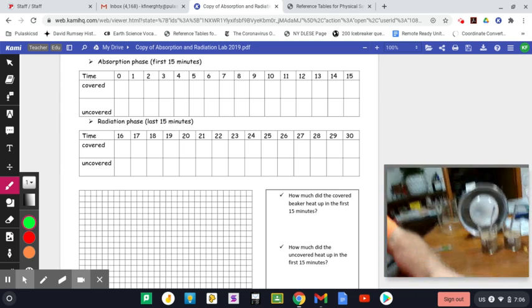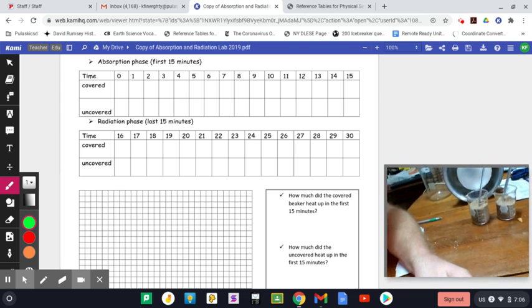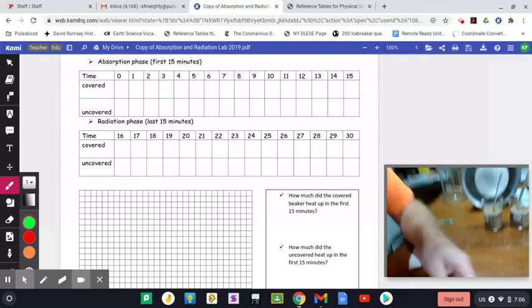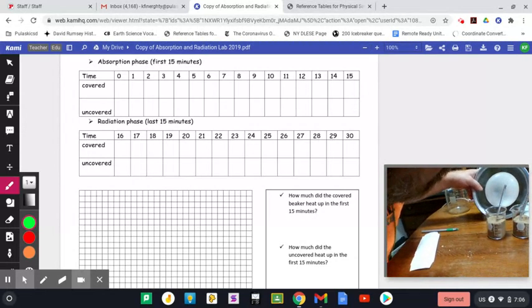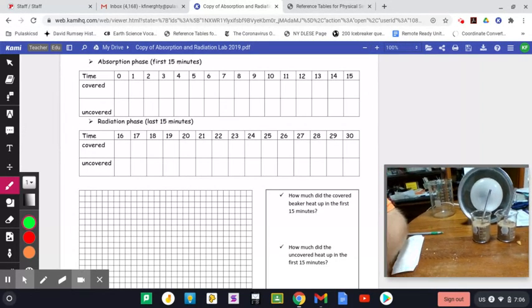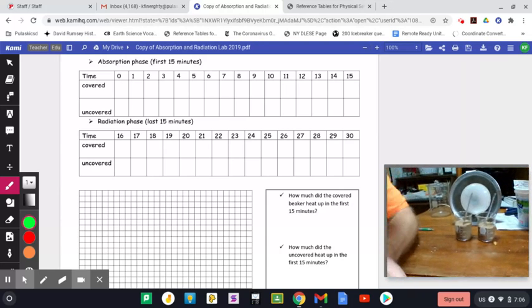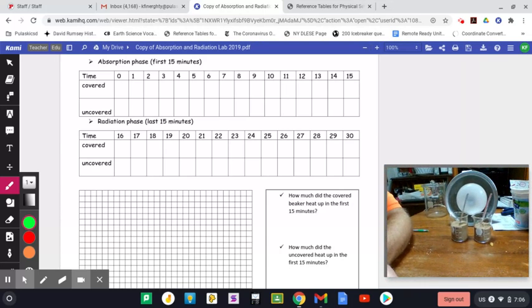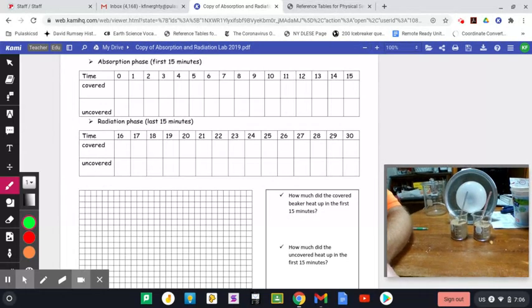What we've got going is a similar idea to what you did in parts 1 and 2. I'm going to take the lamp, which you can see is off-centered now, put it in front of 2 beakers, heat them up for 15 minutes, we'll read the temperatures as they go up, and then let them cool off for 15 minutes.